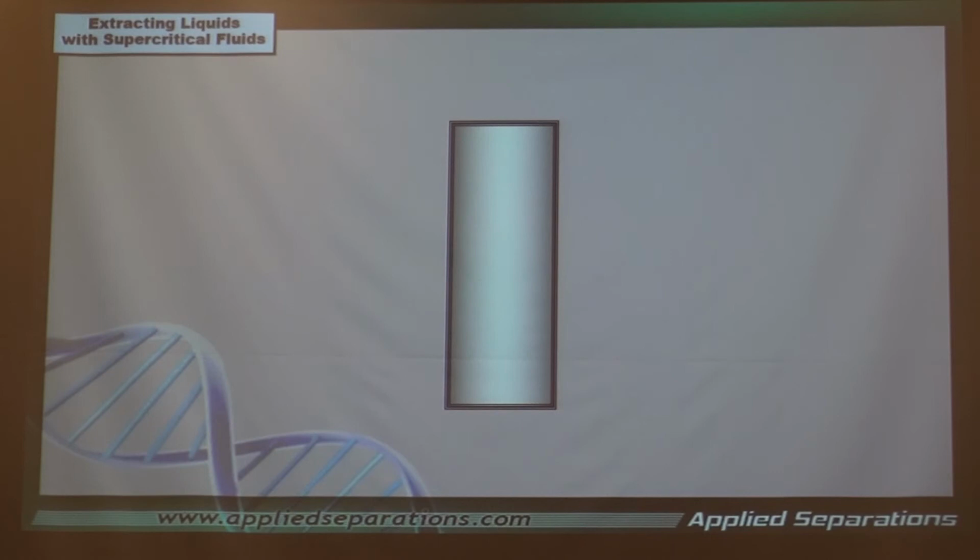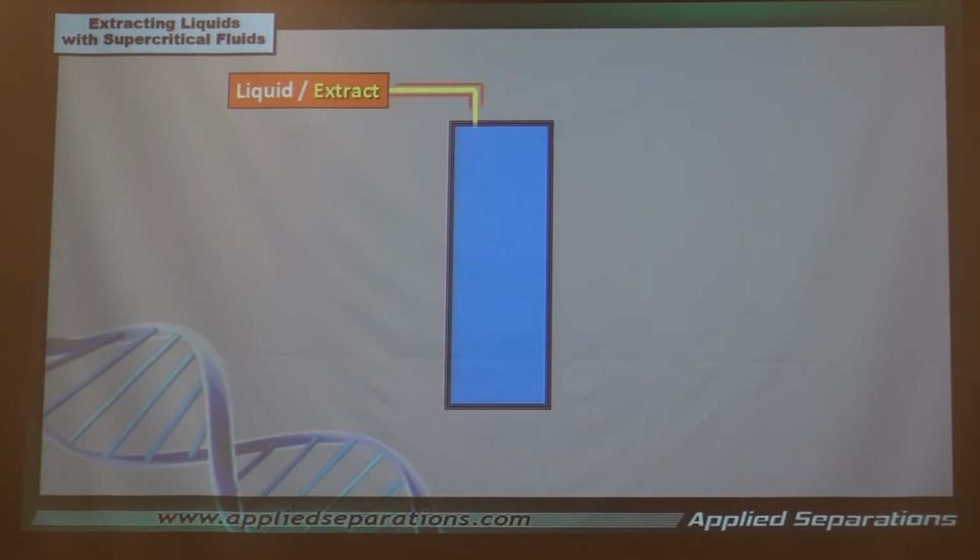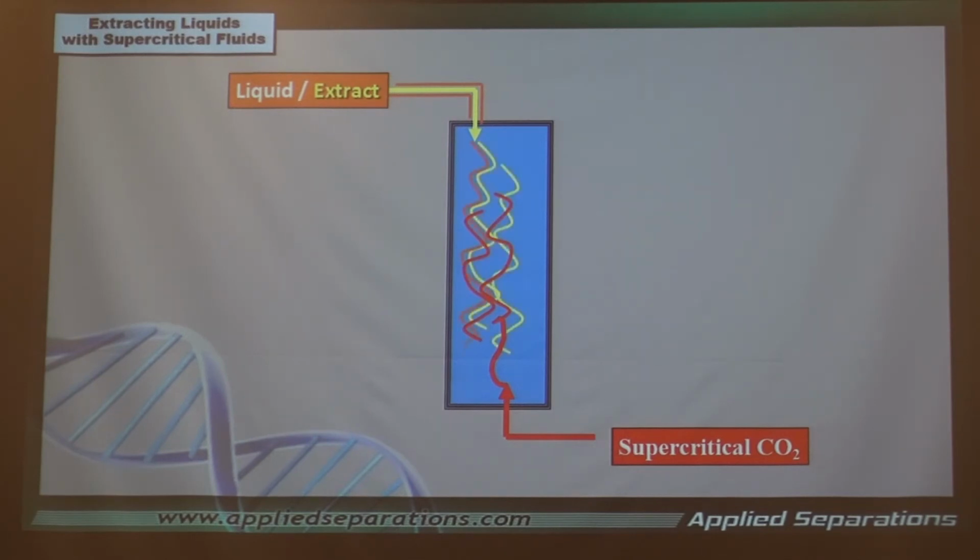Now, I don't want to imply when I say column here, do not think chromatography column. It is not packed with any kind of chromatographic material. It is packed with something that causes the flow to be moved around, very similar to inert packings in a distillation column. You're looking to make a tortuous path for both liquids. What we have in this particular case is we bring in a liquid with an extract in it, something that we want to remove, at the top. At the bottom, we pump in supercritical CO2.